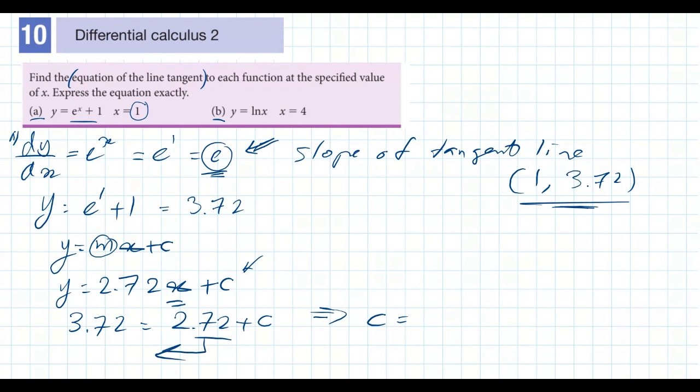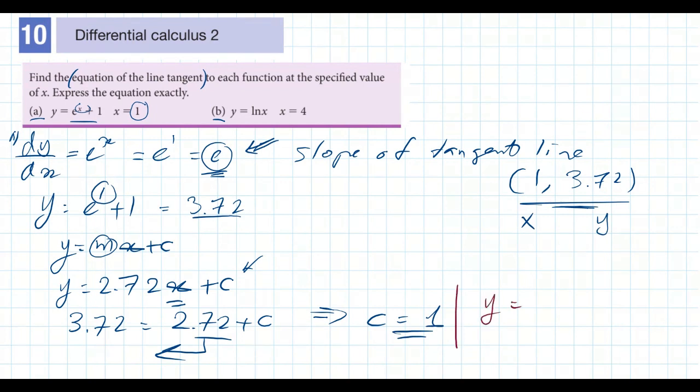How did we get 3.72? Because here in the equation, instead of x, I substituted 1, and after that e power 1 plus 1 becomes 3.72 using your calculator. Then while x equals 1, y should equal 3.72. Here we found the y-intercept, which is c equals 1. And with c equals 1, the final result, which is the tangent equation, should be like that.